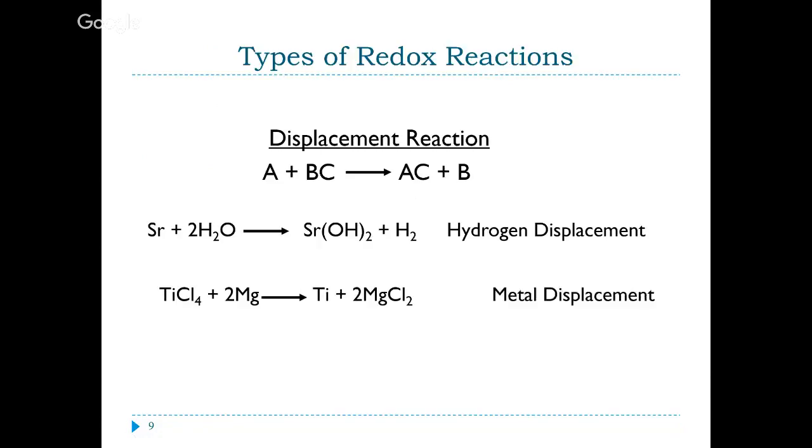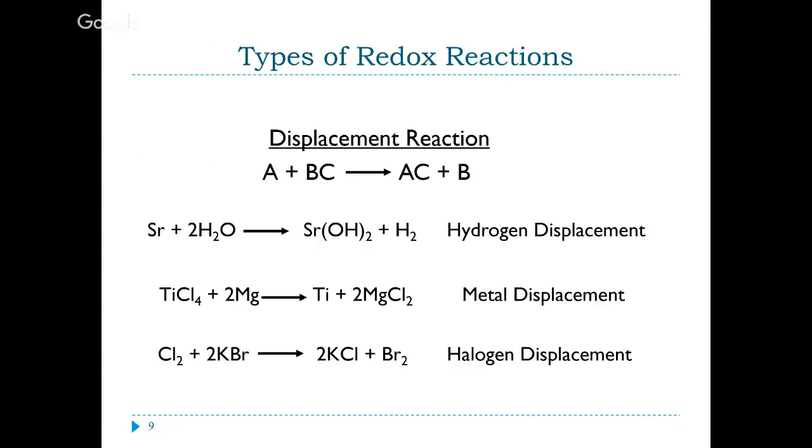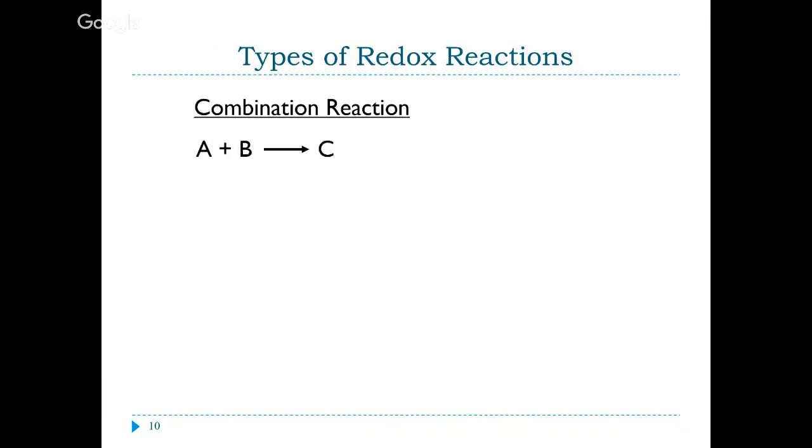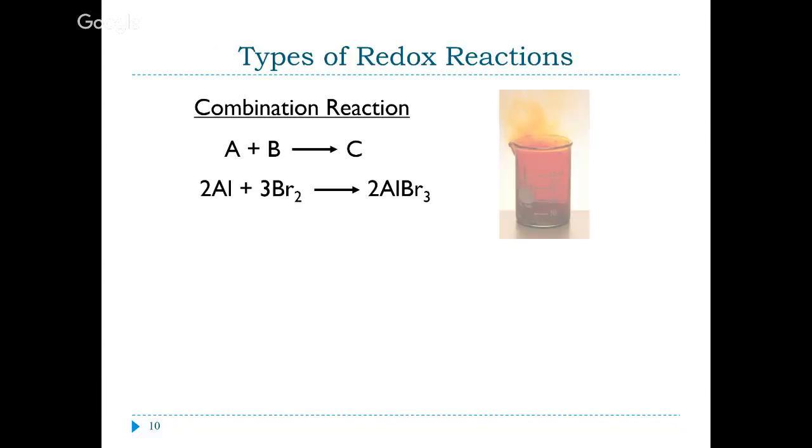We have metal displacement, so one metal is replacing another metal in a compound. And then we can see halogen displacement, which means that we're replacing a halogen in a compound. So all single displacement reactions are redox reactions. Any type of combination reaction or synthesis is also going to be a redox reaction because we're starting with our element and we're becoming an ionic compound here, for example.